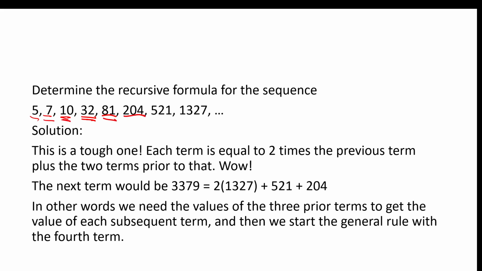Okay, interesting. So if we needed to know the next term, it would be 3,379. Well, how did we figure that out? We doubled 1,327, added 521, and added 204. So we need to know the values of 3 prior terms in order to get each next term. Okay, so that means that we're going to give 3 terms at the start of our recursive sequence formula, and then we'll say that the rule will start when n is equal to 4. So we'll have n greater than or equal to 4.